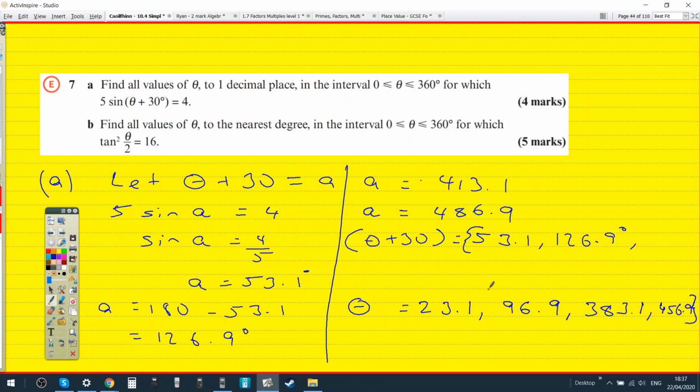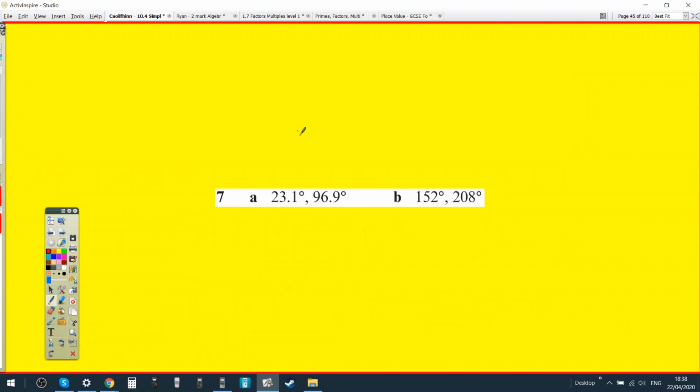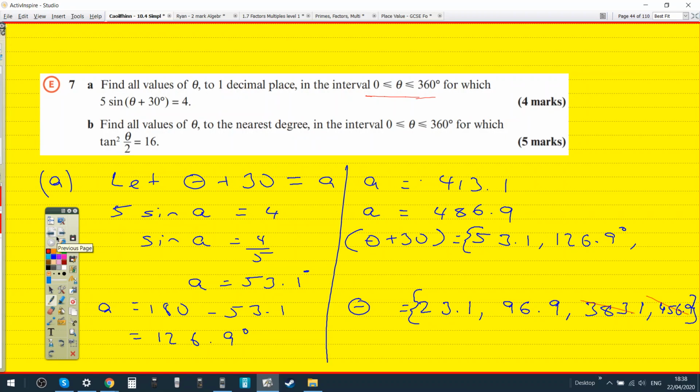And does it go from 30 to 390? That's what A goes from. Theta goes from 0 to 360, and you just went all the way and did theta. Oh, so only the first 3 answers. Actually, no, the first 2. You're right. So 23.1, 96.9. Kiddo, that's so good.